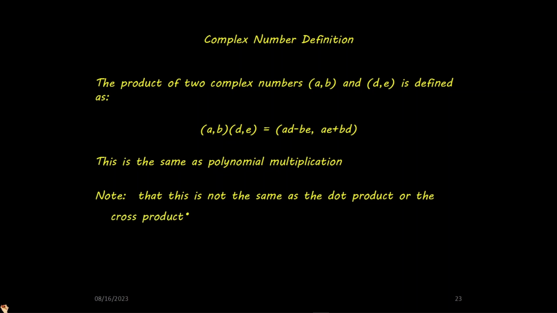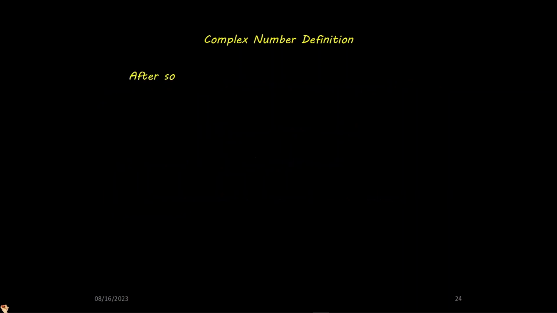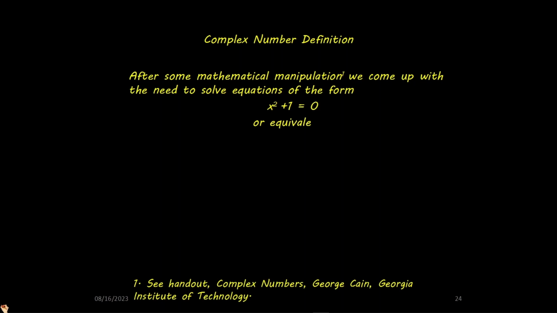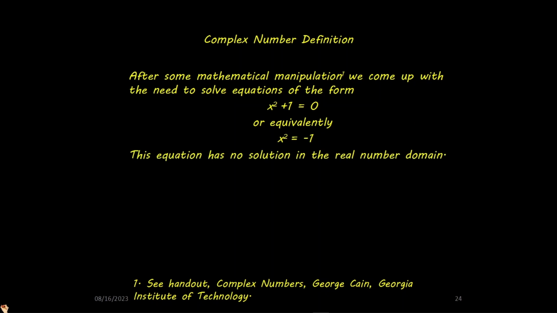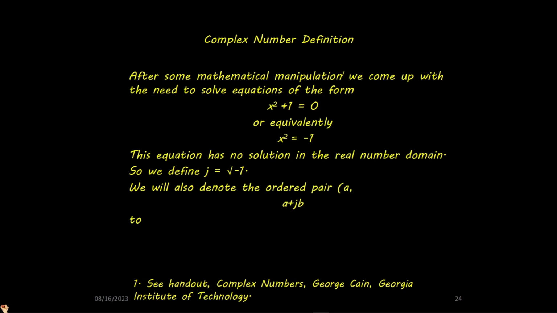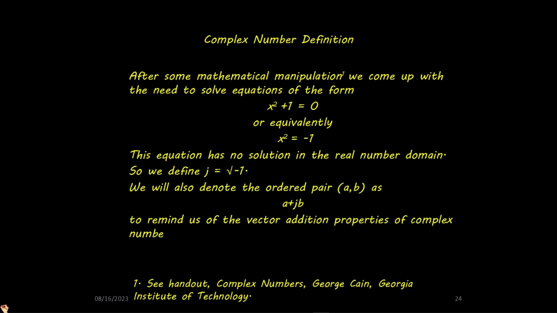For the further definition of complex numbers, after some mathematical manipulation, we come up with the need to solve equations of the form x squared plus 1 equals 0, or equivalently x squared equals minus 1. This equation has no solutions in the real number domain. So we define j equals the square root of minus 1. We will also denote the ordered pair a, b, as a plus jb to remind us of the vector addition properties of complex numbers.